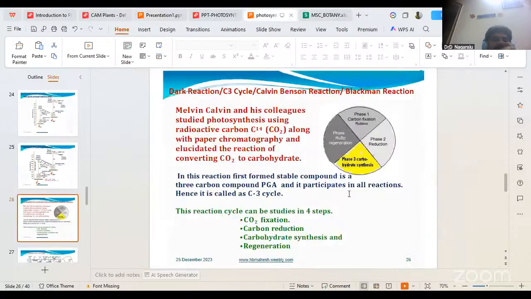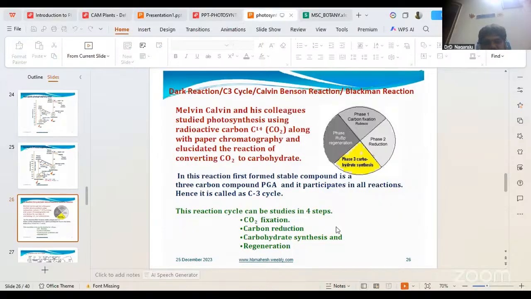The first one is the C3 cycle. We also call it the Calvin cycle, the Blackman reaction, and the carbon reduction cycle. There are so many names. You see in this reaction what the main steps are.